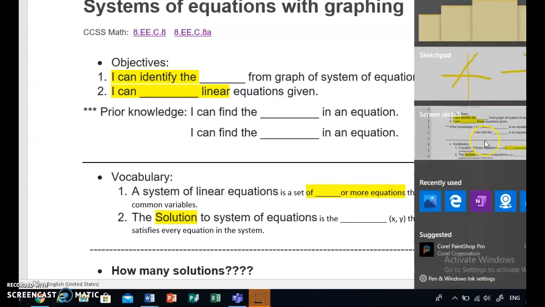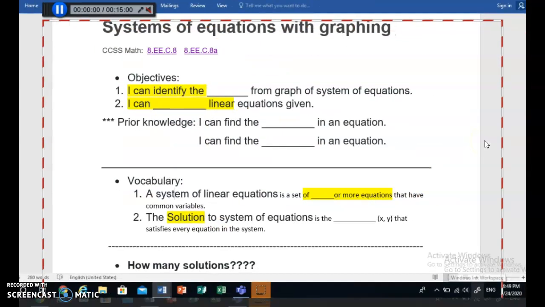Hi class. Right now we're going to learn systems of equations with graphing. This is our first virtual learning, day 1, week 1. All right. There are two objectives that we have to pay attention to.